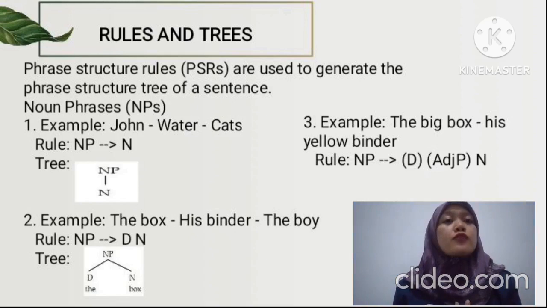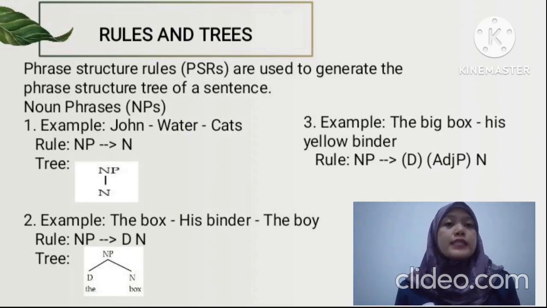The first is noun phrase. A noun phrase consists of one or more nouns. For example, John is a noun phrase consisting of the noun John. The second rule indicates that a noun phrase can consist of a determiner followed by a noun. For example, the box is a noun phrase where the is a determiner and box is the noun.